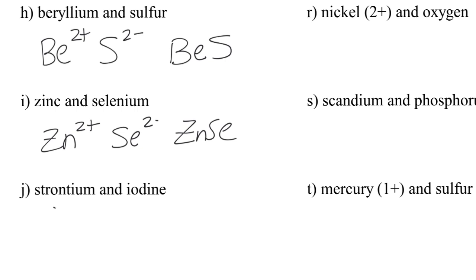Strontium, let's see, strontium 2 plus. Iodine is a 1 minus. And only that goes down there. So SrI2.